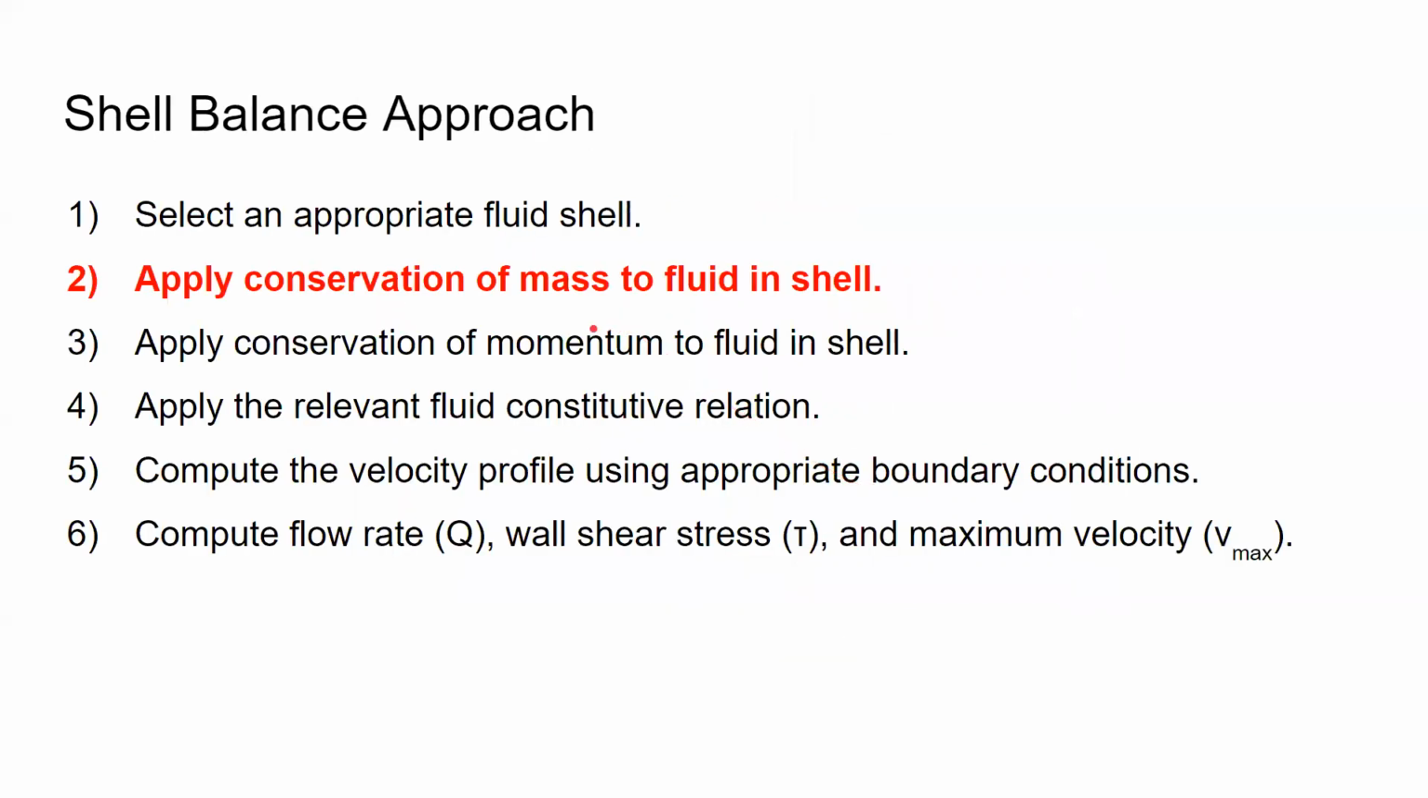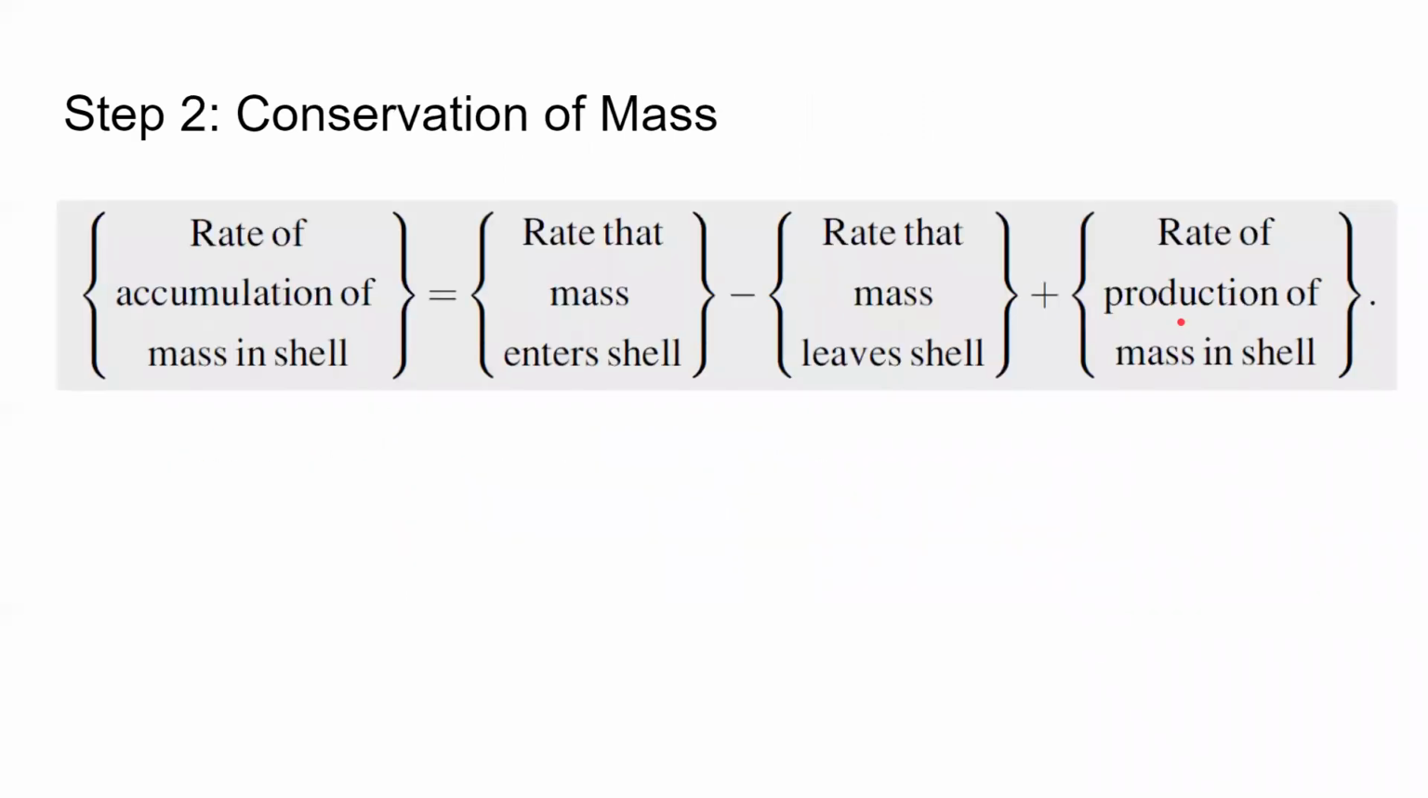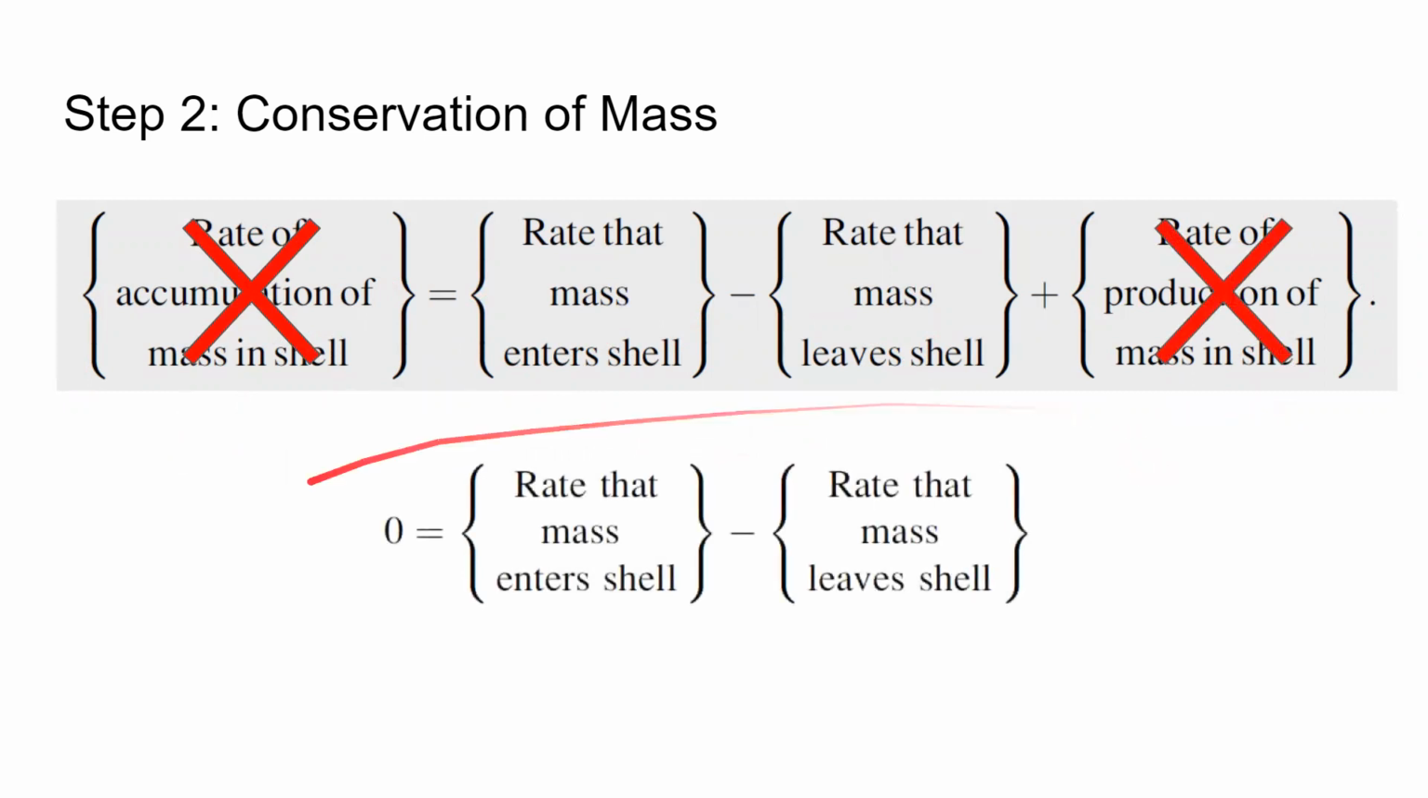Great, so the second step is to apply the conservation of mass to the fluid in the shell. So let's start with our conservation of mass statement. Once again, we have rate of accumulation, the rate that mass enters and leaves, and the rate of production. Again, we don't have any accumulation, it's steady state, and we do not have production either, simplifying the conservation of mass statement this way.